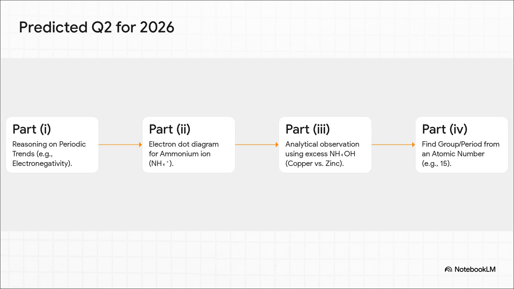Why? Well, the hydronium ion has been asked a lot recently, so it's a very logical next step for them to test the other key coordinate bond you study. Third, an analytical chemistry question, but this time using excess ammonium hydroxide. And finally, a classic element positioning question where you find the group and period from an atomic number.